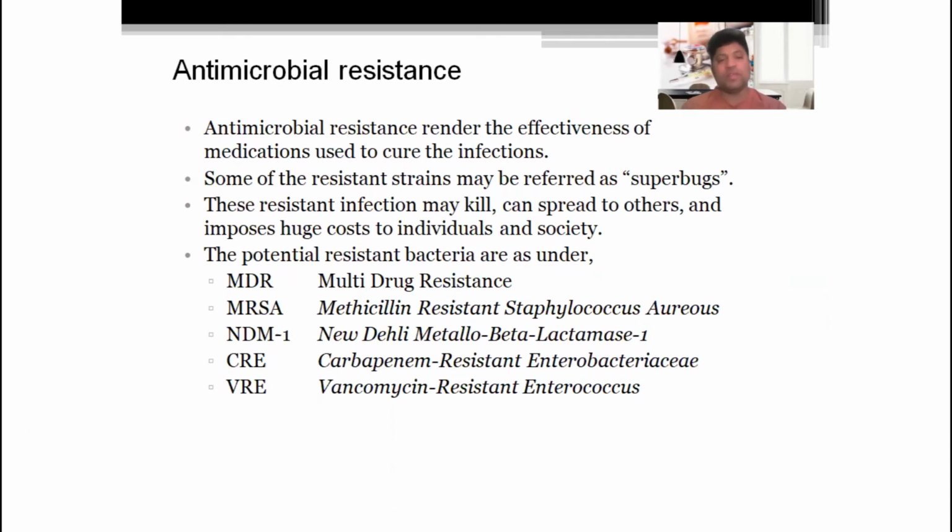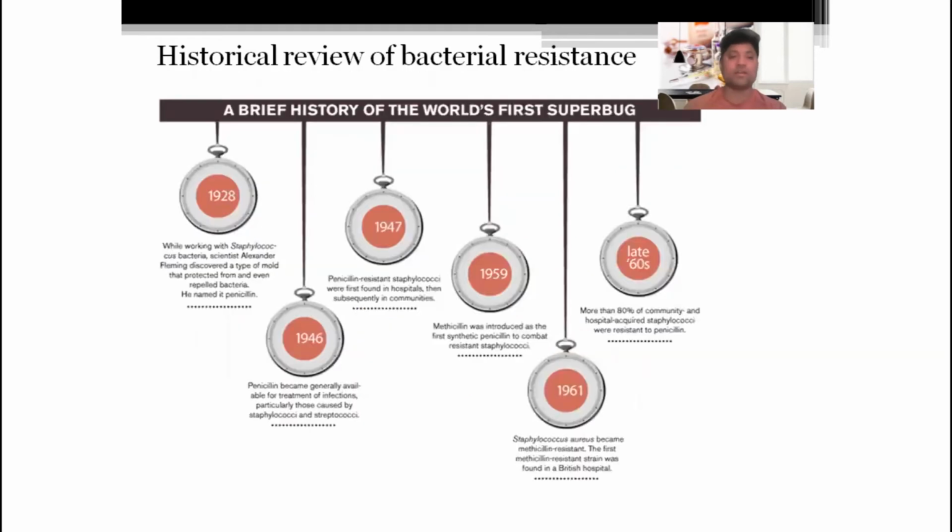and impose a huge cost on individuals and on society. The potential superbugs among the resistant organisms are multi-drug resistant tuberculosis, methicillin resistant Staphylococcus aureus, New Delhi metallo-beta-lactamase 1 strain, carbapenem resistant Enterobacteriaceae, and vancomycin resistant Enterococcus. These are the resistant strains around the world identified in different institutions. So these are the potential challenges for clinicians and for healthcare workers.